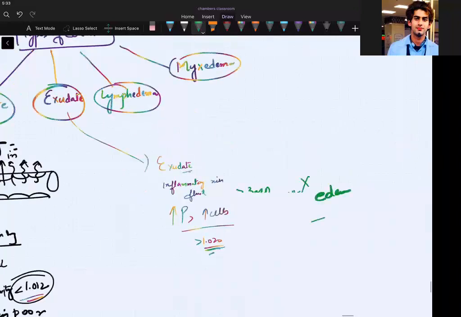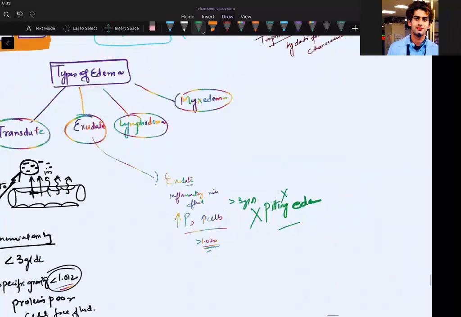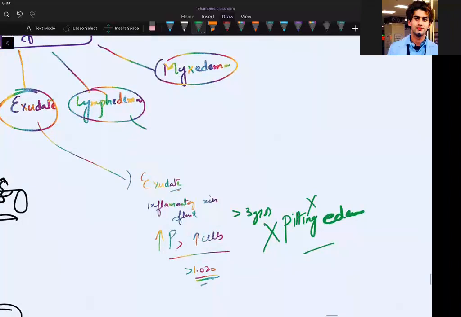Let me take you to the lymphedema. So lymphedema is basically again a sort of an exudate, the protein rich fluid which is present in your body cavities and in the interstitium. Okay, so understand, lymphedema is basically protein rich lymphatic fluid.